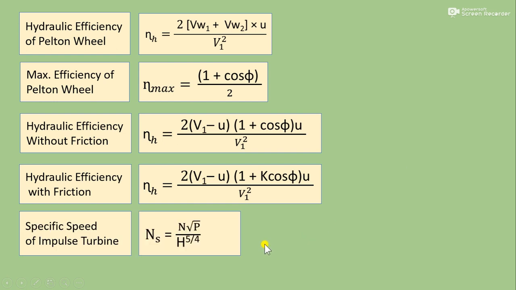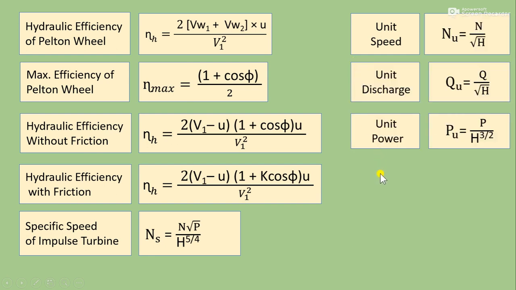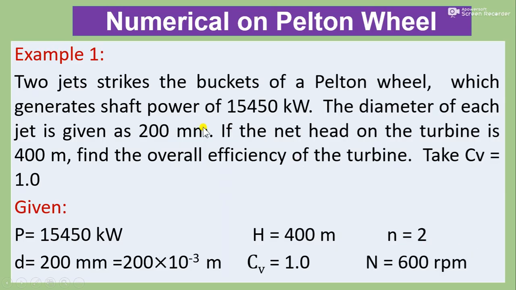Specific speed of impulse turbine is given, that is ns is equal to n into square root of p by h raised to 5 by 4. Unit quantities, that is unit speed, unit discharge and unit power can be used. Jet ratio, that is ratio of wheel diameter to jet diameter. Now we will see numerical on Pelton wheel.